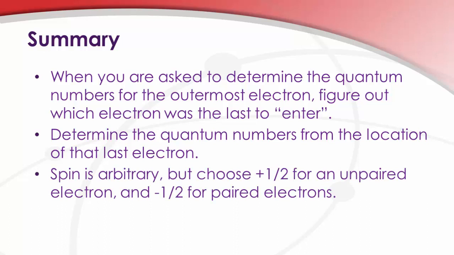The spin's arbitrary, but do everyone a favor. Choose +0.5 for the first electron to go into an orbital and -0.5 for any paired electrons, the second one to go into an orbital.